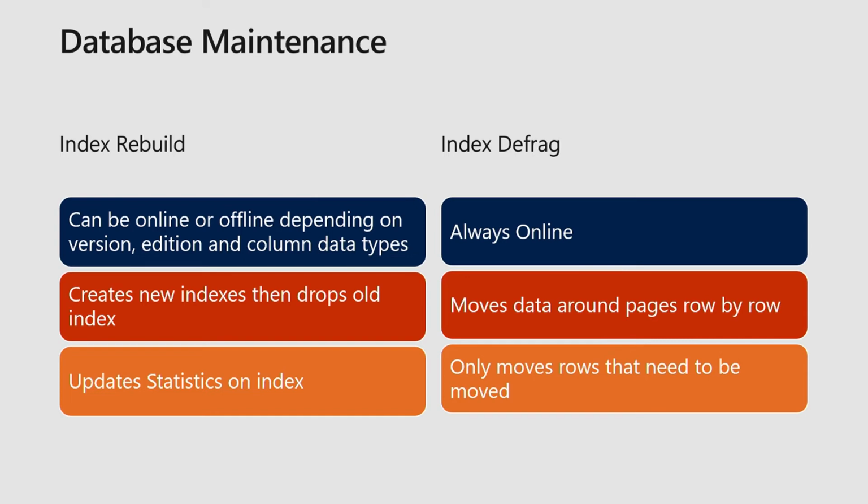The cutoff is usually about 30%. When you're less than 30% fragmented, an index defrag is going to be your best bet. If you're more than 30% fragmented, an index rebuild is going to be your best bet. Now that varies. It isn't always 30%, but that's a good cutoff point for most systems.